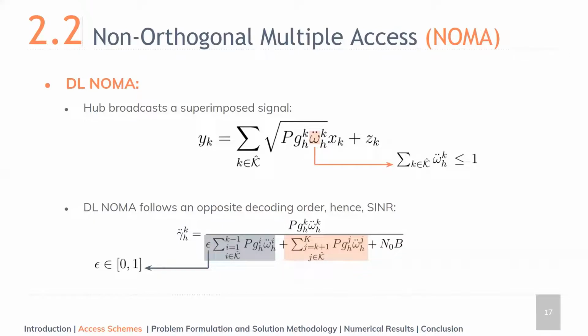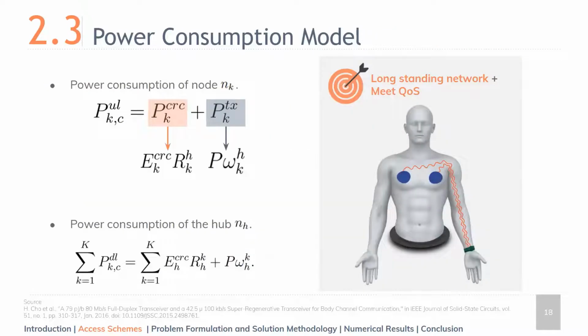In this direction, each source node is expected to perform SIC, and the decoding order is reversed. Hence, lower rank nodes will be decoded, and upper rank nodes will be regarded as interference.